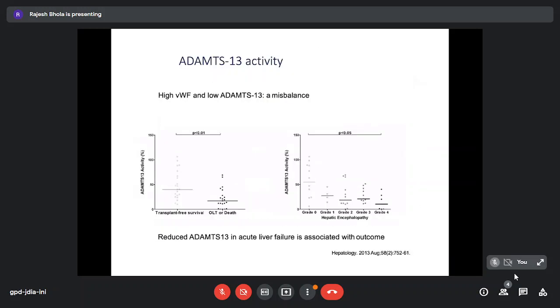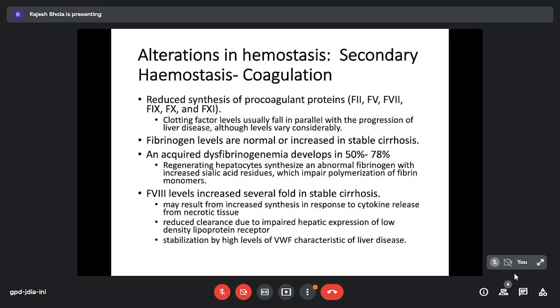So, in primary hemostasis, what is the summary of findings you will observe? Number one, thrombocytopenia. Number two, platelets can be dysfunctional in nature. Number three, you will find a high von Willebrand factor, but a low ADAMTS13. We'll come to how this interaction is actually helping primary hemostasis.